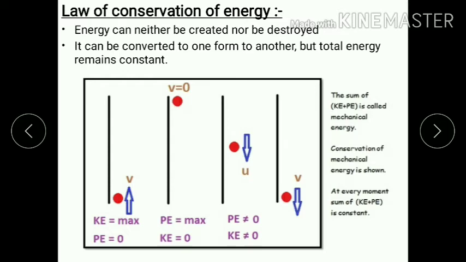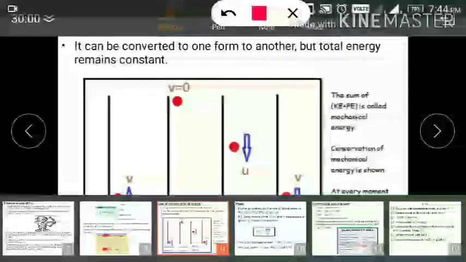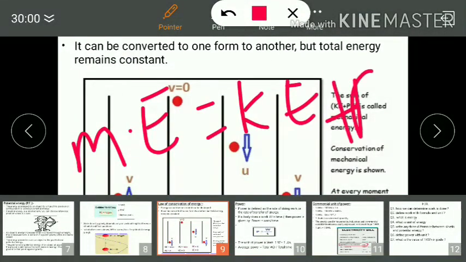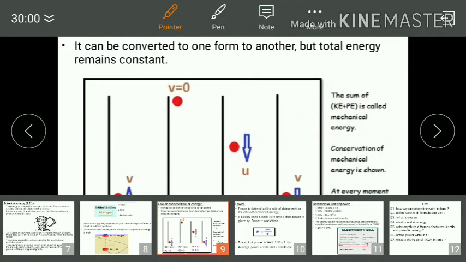Now, the first diagram shows that K is maximum, meaning kinetic energy is maximum when potential energy is 0, due to the motion. Second, at the height, potential energy is maximum but kinetic energy is 0. At the middle point, kinetic energy and potential energy are both not equal to 0. The sum of the kinetic energy and the potential energy is called mechanical energy. Mechanical energy is equal to kinetic energy plus potential energy. This is the formula.